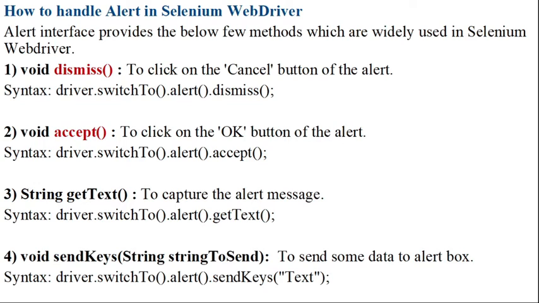So basically the driver will switch to the alert and then dismiss it, which means cancel that alert. If you want to accept that popup alert, you can simply use driver.switchTo().alert().accept(). So basically this is the accept method if you want to click on the OK button of the alert pop-up. If you want to click that, you need to use the accept method of the alert.